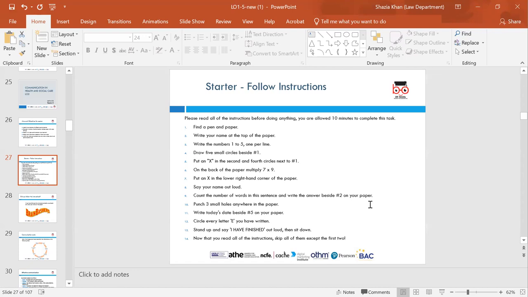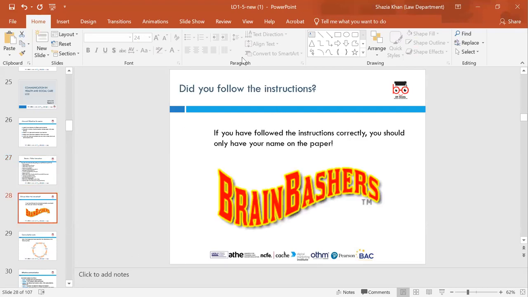So this is a starter activity to show how to follow instructions. So did you follow the instructions? If you followed the instructions carefully, you should have only had your name on the paper, and that's the brain buster that we look at in regards to effective communication.